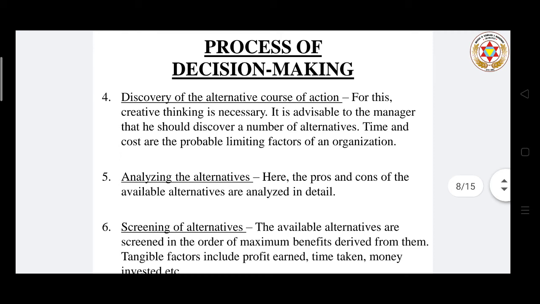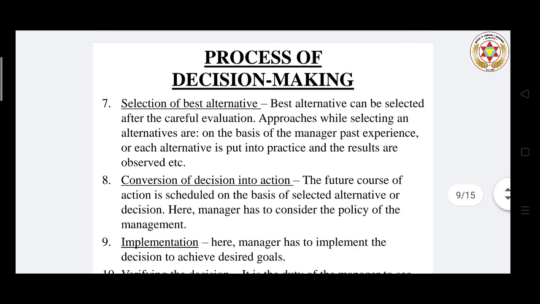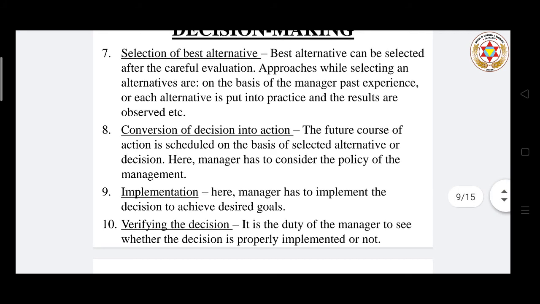The fifth one is analyzing the alternatives, means the pros and cons of the available alternatives are analyzed in detail. The screening of alternatives means the available alternatives are screened in order to maximize benefits derived from them. Tangible factors include profit earned, time taken, money invested. The seventh step is related to the selection of the best alternative, means the best alternative can be selected after careful evaluation. Approaches while selecting an alternative are on the basis of the manager's past experience, or an alternative is put into practice and the results are observed.